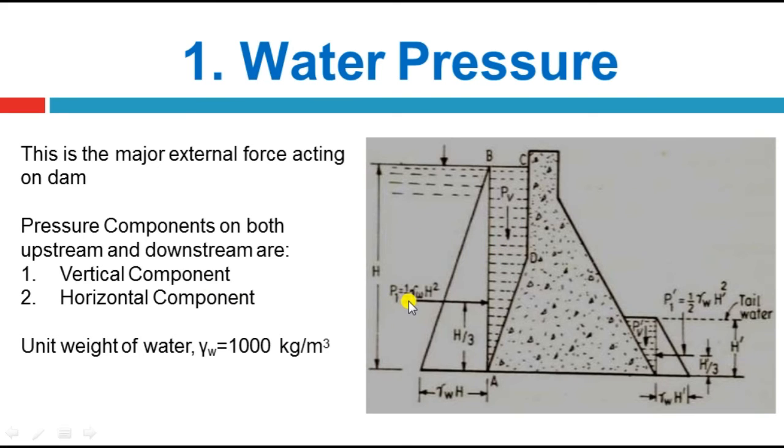So P1 is equal to 1/2 gamma W into H square, and that pressure is gamma into H. That is the weight component of water and that is the pressure component of water. So we have to sum both. In the same way, for the tail water pressure, the horizontal component is 1/2 gamma W into H square, and the pressure is gamma W into H. And their point of action is at H by 3. Depending on how much the dam is filled, we can get the maximum value at the maximum flood level.